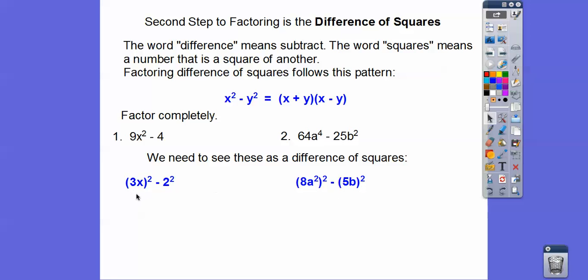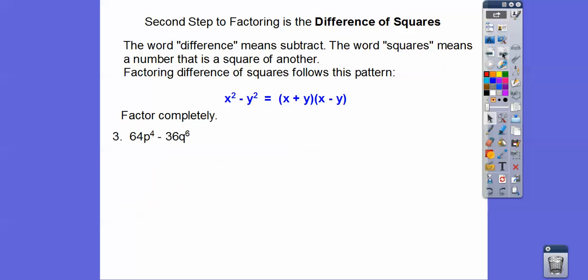Okay, so over here, this is going to be (3x + 2)(3x - 2). And if you FOILed that out, it would get me back to that right there. This one's going to be (8a² + 5b)(8a² - 5b). And it doesn't matter if you put the minus first and the plus second. It doesn't matter. I don't know why, I just like putting the plus first.